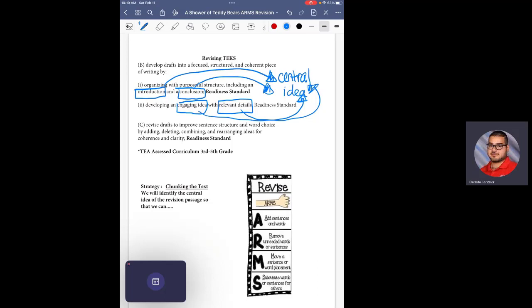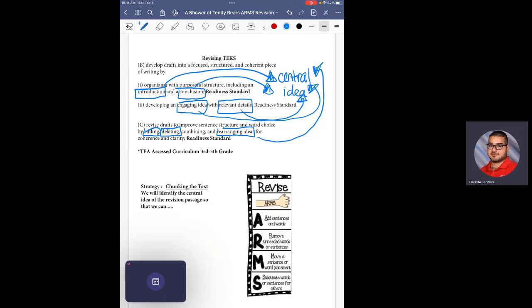Okay. And then 11C, revise drafts to improve sentence structure and word choice by adding, deleting, combining, and rearranging ideas for coherence and clarity. So when we add, delete, or rearrange ideas, we have to make sure that they jive with the central idea, that they're related with the central idea, or that they're supporting standards to the central idea, or in case we're deleting them, that they do not go with the central idea.